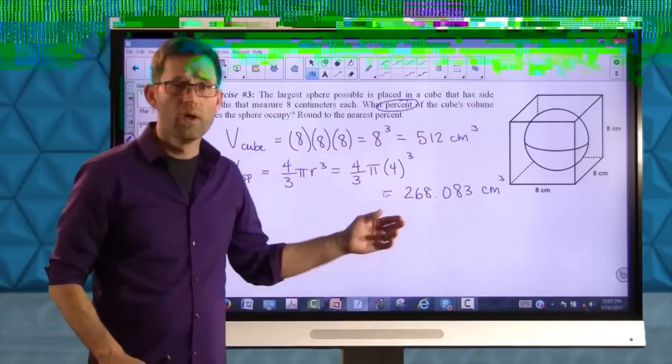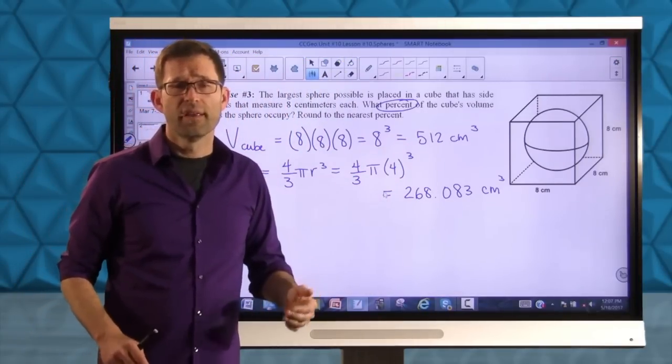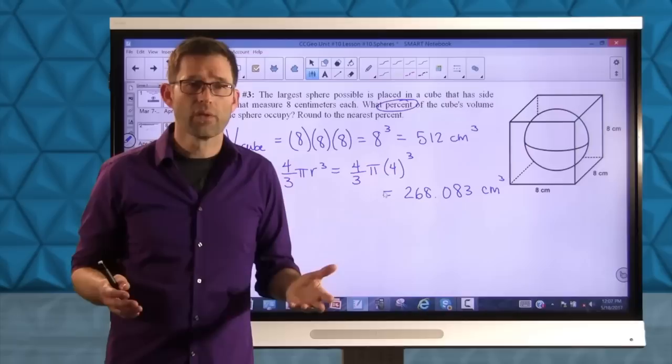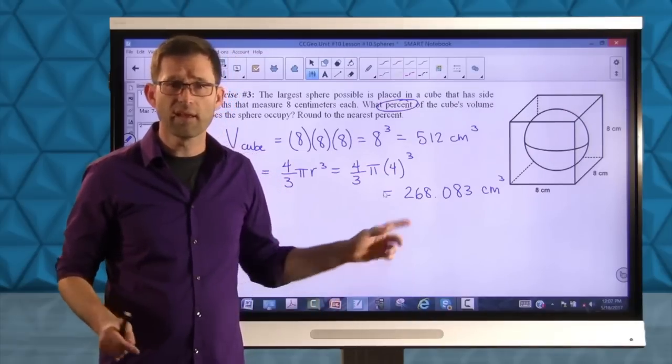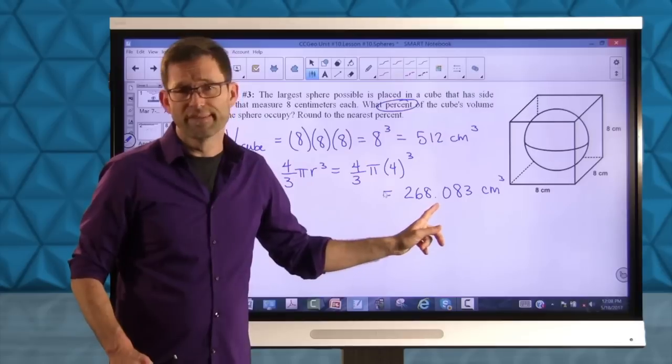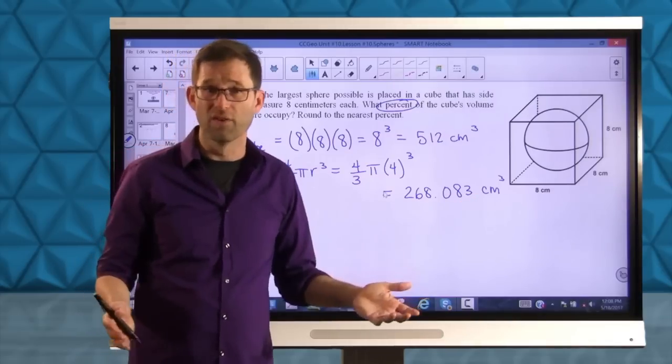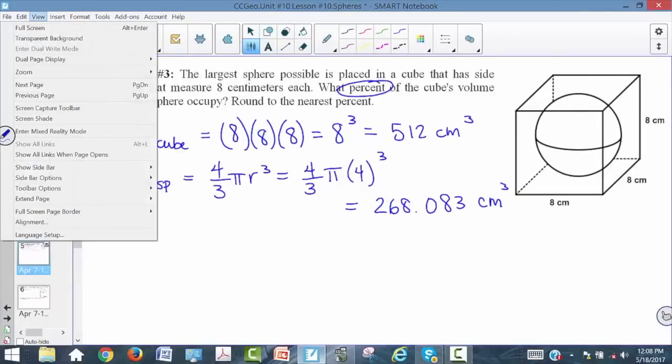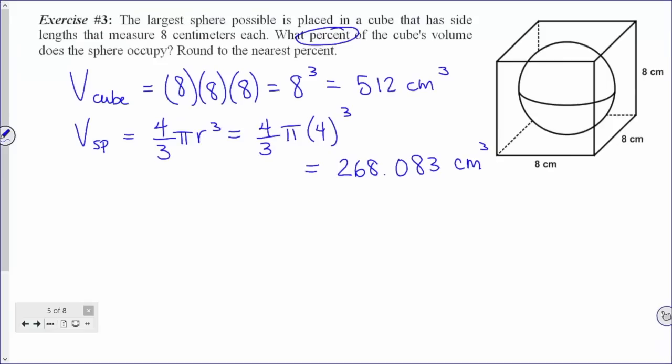So I want to know what percent this is of this. Now again, I think that most students can handle this, but just think about it. It's almost like you were taking a test that had 512 points on it. You got 268.083 points. What grade did you get? Well, it should be as simple as saying the percent is going to be 268.083 divided by 512 times 100.